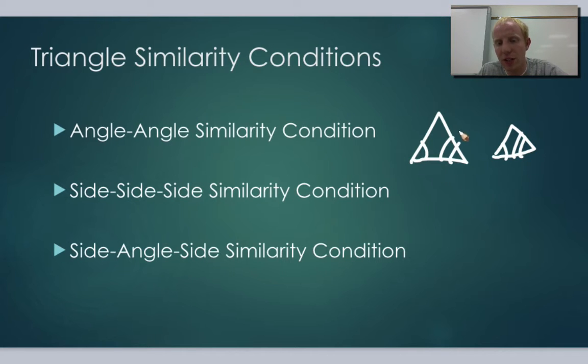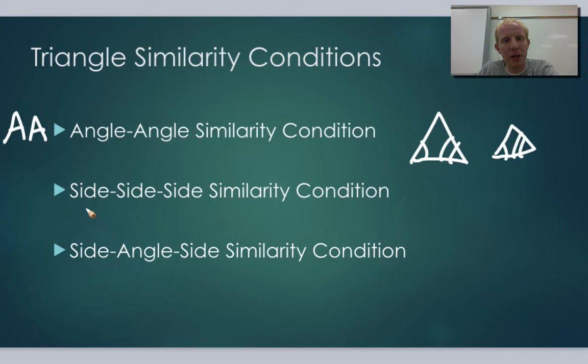Okay, we don't have to look at any side lengths. So if we're trying to determine if two triangles are similar, we can use the angle-angle condition, or we'll abbreviate it as AA. So you see these two triangles, you can say by AA we know they are similar. Okay, so that is one shortcut.